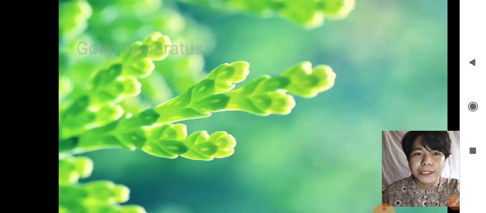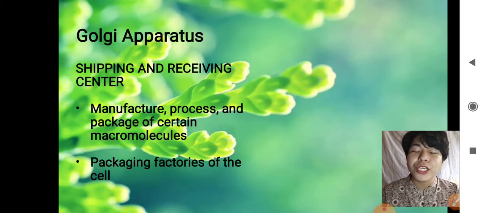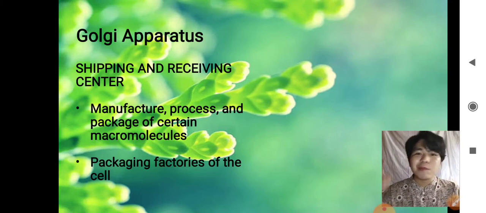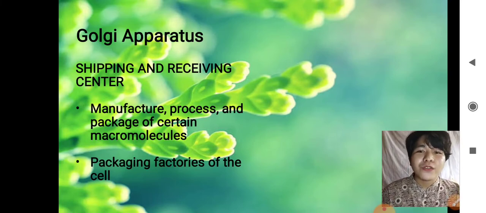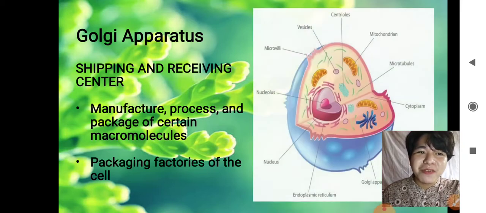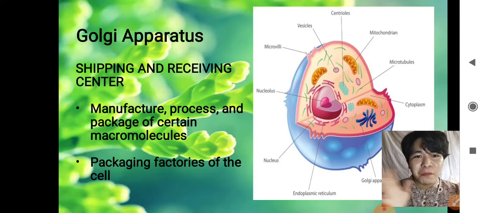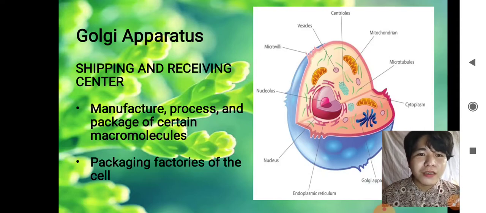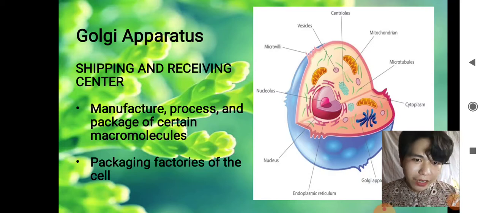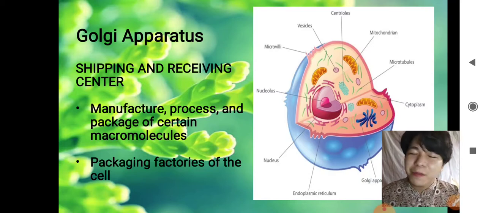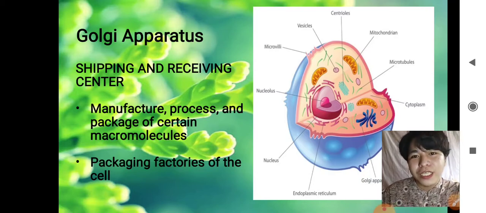So, next. We also have Golgi apparatus. By the way, Golgi apparatus, in general, is a shipping and receiving center. So, of course, as you can see in the picture, it is the one who packs the manufactured and processed certain macromolecules inside the cell. So, it is also coined as the packaging factory of the cell.